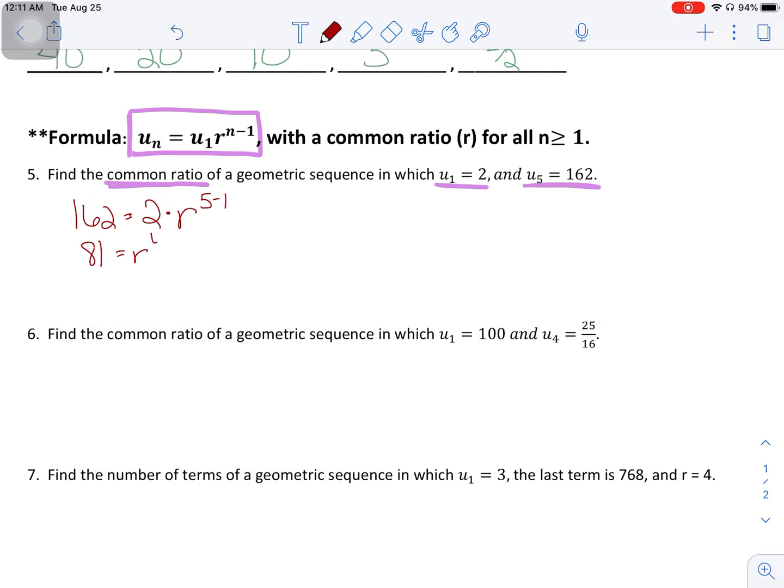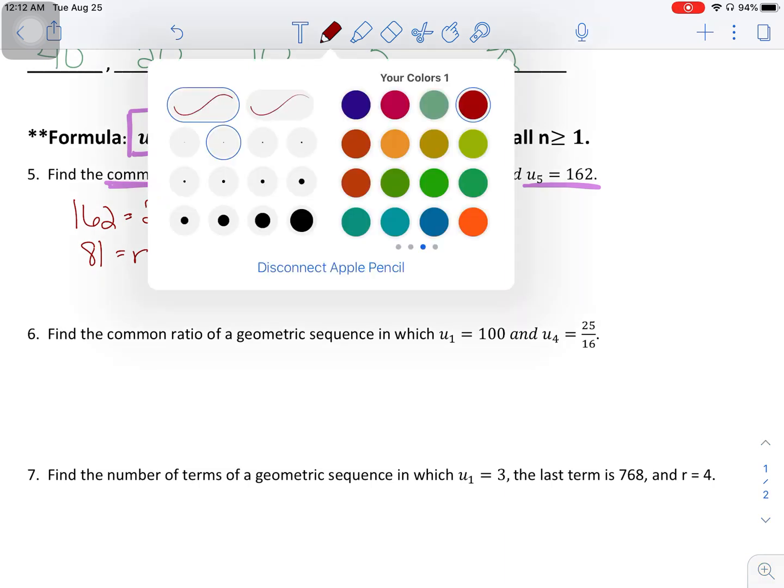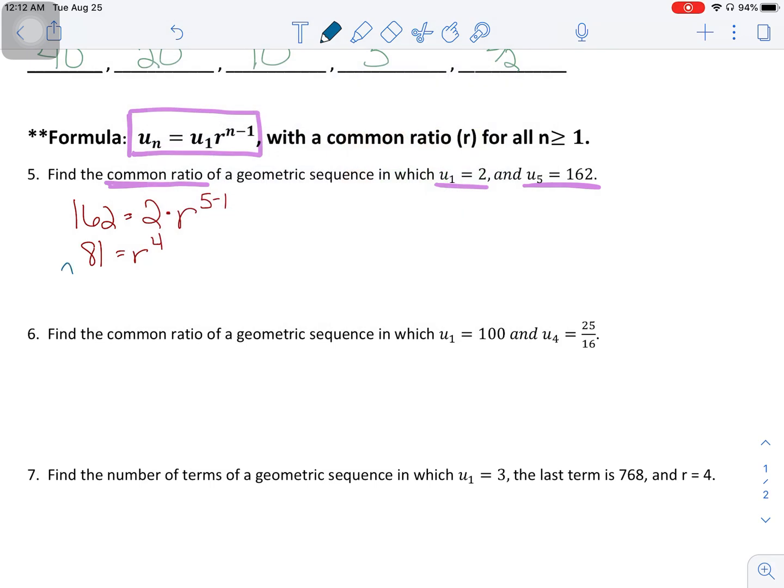5 minus 1 is 4. So we have 81 equals r to the 4th, and we need to figure out what r is. You probably have done this, I'm hoping, maybe in Math 3. But as a reminder, how do you get rid of exponents? In this case, we have a 4th power, so I need to use a 4th root.